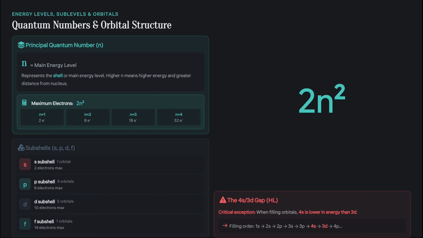And this is determined by the principal quantum number, which defines the main energy level, where total electron capacity is denoted by the equation 2n squared. So if you wanted to find the maximum number of electrons for the energy level n equals 3, you would just substitute 3 in. That would give you 2 times 3 squared, and that would give you 18 electrons.